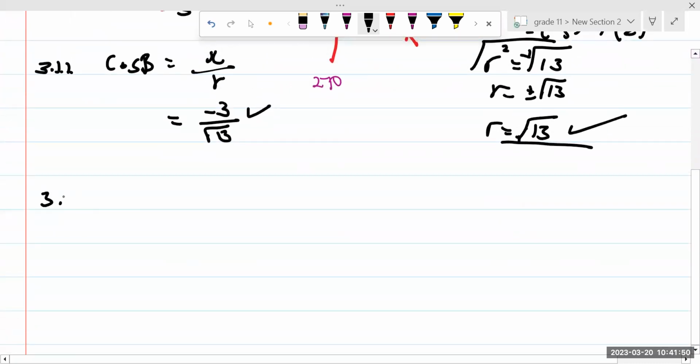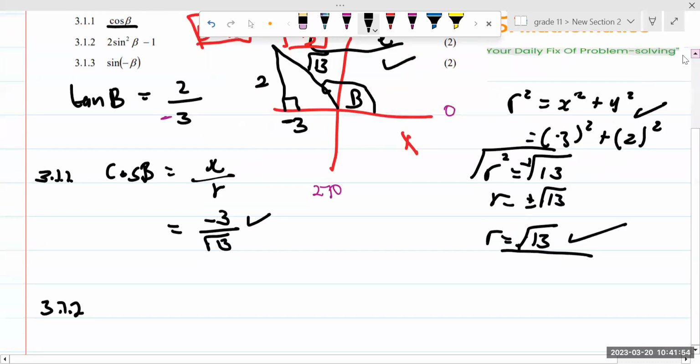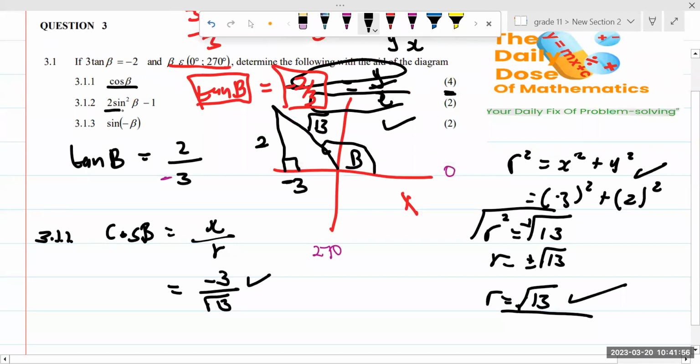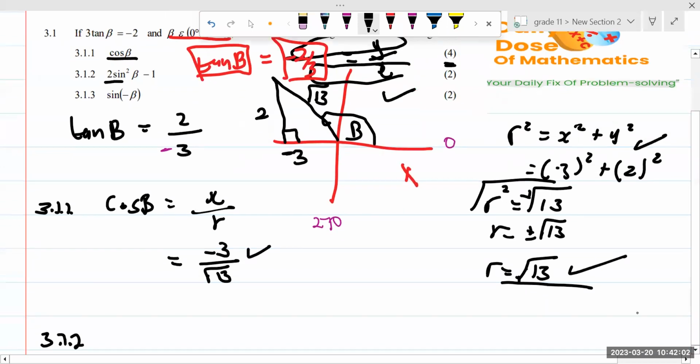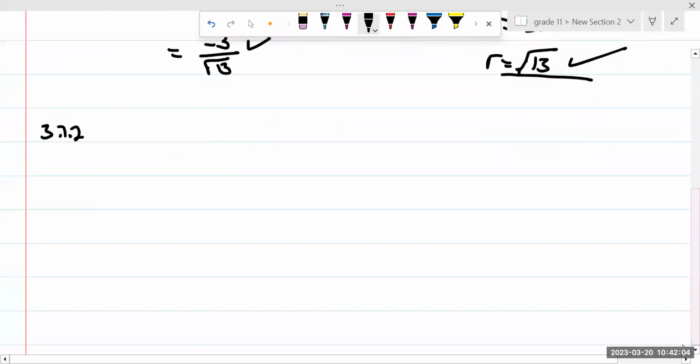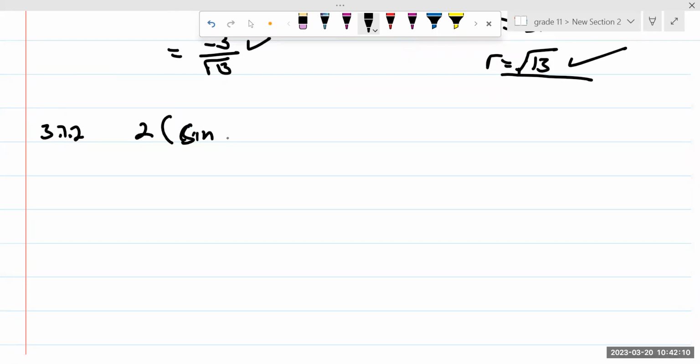And then on 3.1.2, they said we should tell them what is going to be 2 sine squared of beta minus 1 again. Now, how are you going to put this in your calculator? That's very important. So you have 2 open bracket, you have the sine of beta all squared. It helps, guys, if you write it this way. And then you can define what is going to be the sine of beta.